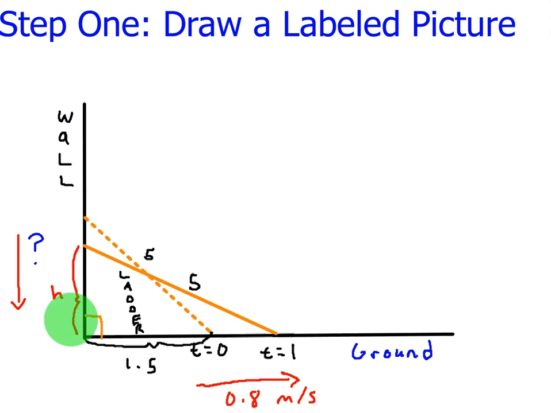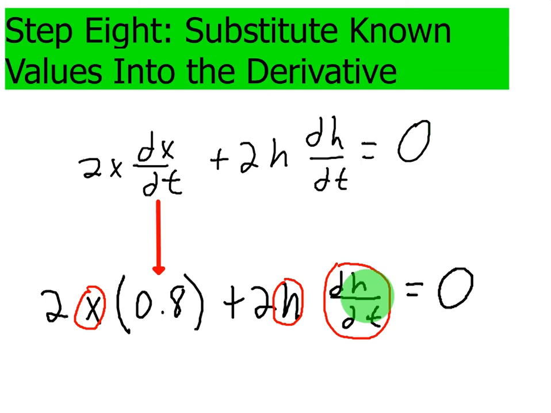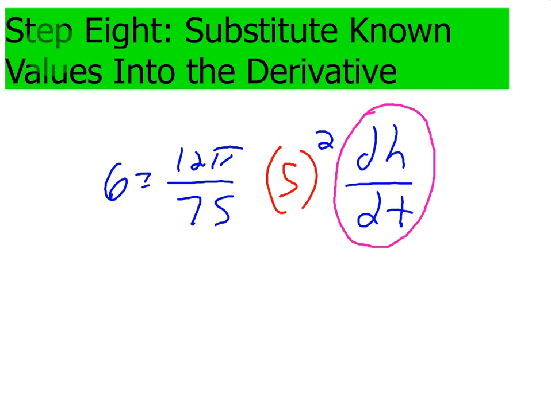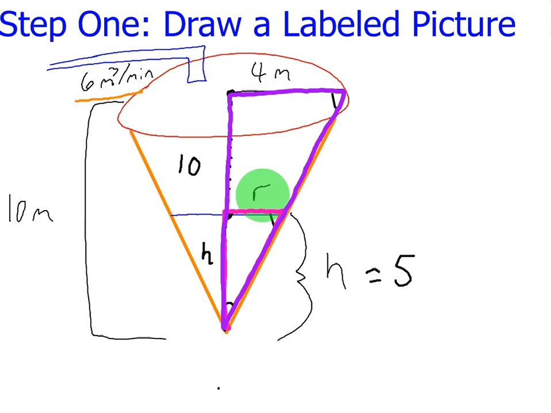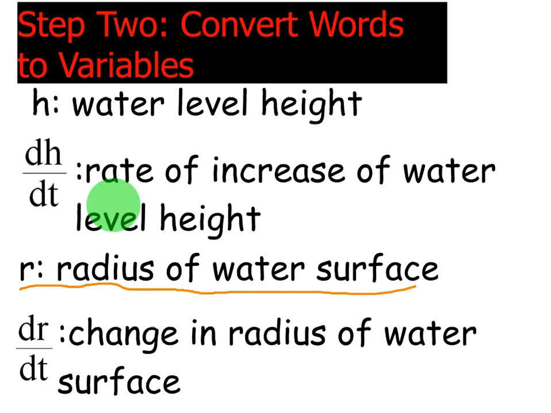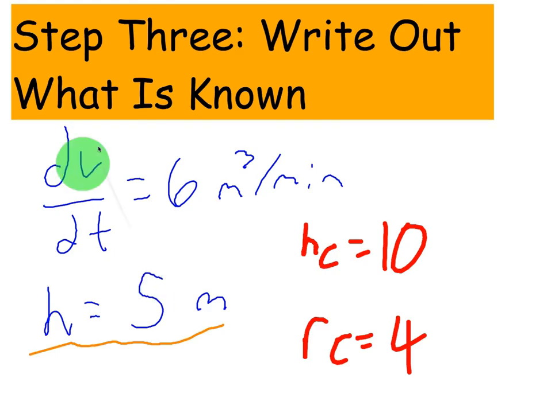So that's it for step 8 for example 2. Let's look at step 8 for example 3. If you remember from step 7, we have dV/dt equals 12 pi over 75 h squared times dh/dt. We are concerned with how fast the water is rising in this cone as it's filling up at a rate of 6 cubic meters per minute. If you look at what we wrote out, we know that dV/dt, the rate at which the volume is increasing, is 6. We know that its height is 5.